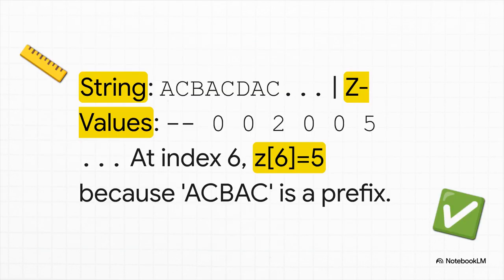We just move from left to right. By the time we get to index 6, the algorithm looks at the substring starting there, which is ACBA. It compares that to the prefix of the whole string, and what do you know? It's a perfect match for 5 characters. So we write it down, Z[6] equals 5.